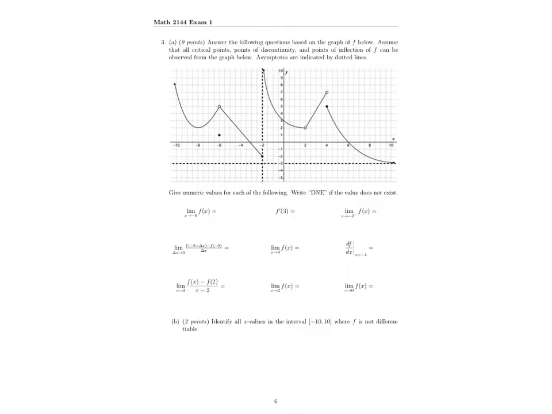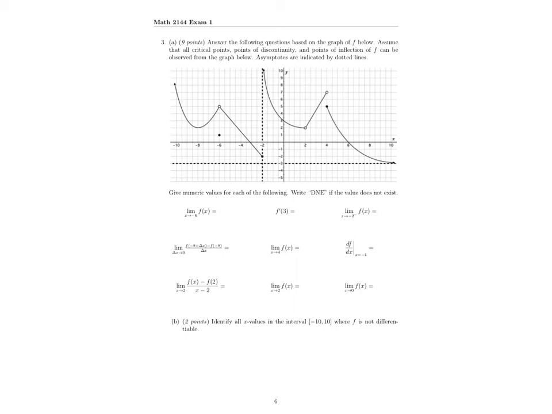So for this one, I have a graph that I'm given, and I'm supposed to, so it says all critical points, points of discontinuity, and points of inflection can be observed on the graph. So really, we're just trying to look at the graph and come up with some solutions here. Okay, so the limit as x approaches negative 6 of f of x. So let's go here to the function as x approaches negative 6.